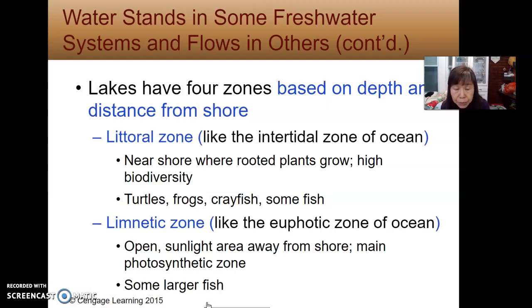So littoral zone, like the intertidal zone of ocean. Near shore, where rooted plants grow, high biodiversity. And then you also see turtles, frogs, crayfish, and some other fish.